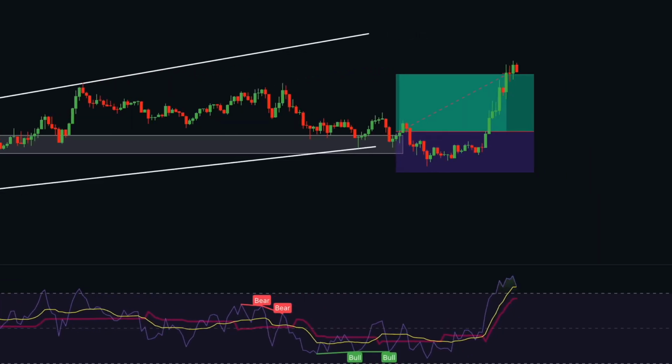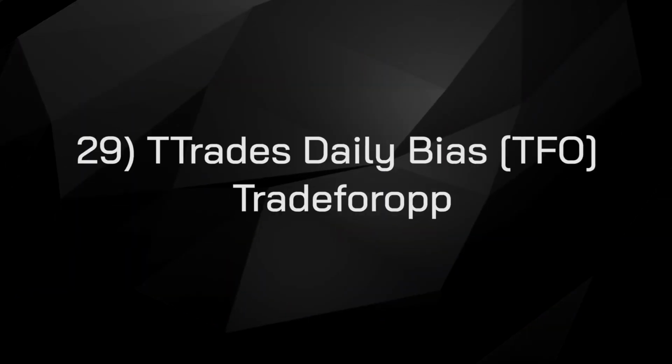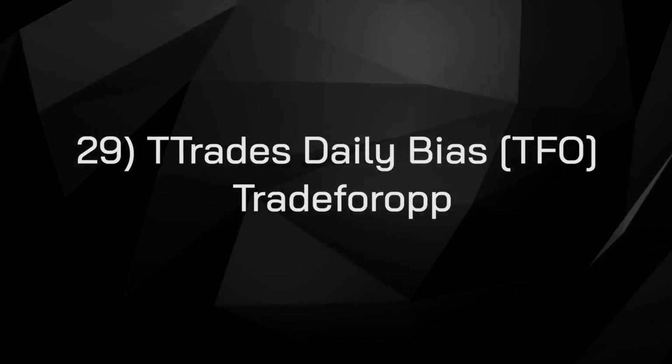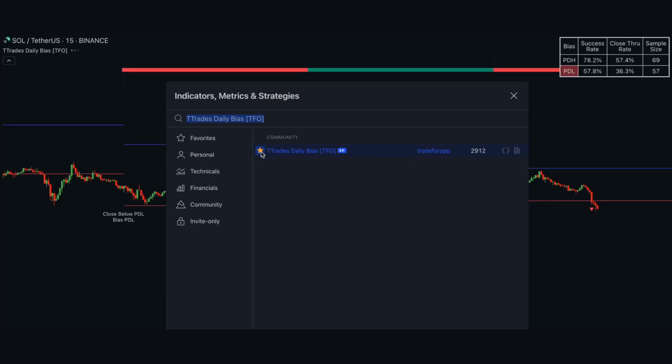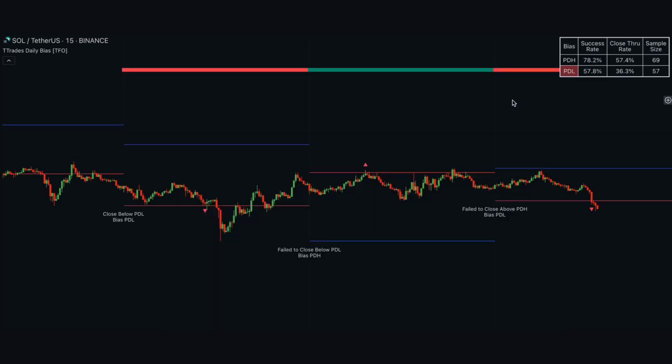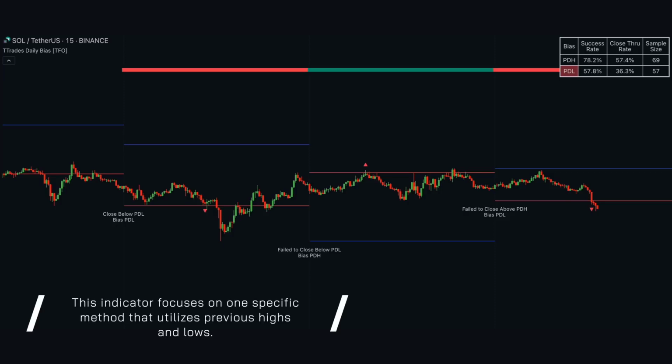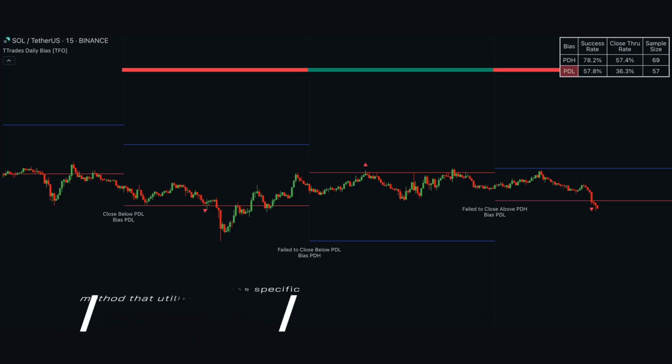Alright, let's move on to the next indicator on our list, the Trader's Daily Bias by Trade for OPP. This powerful tool aims to develop a higher timeframe bias and collect data on its success rate. This indicator focuses on one specific method that utilizes previous highs and lows. Each new day starts by drawing out the PDH and PDL levels.